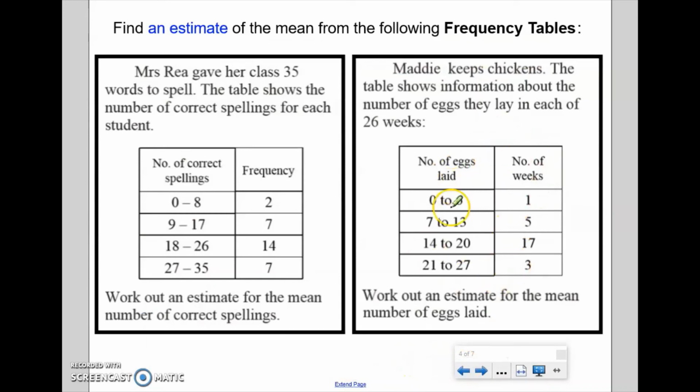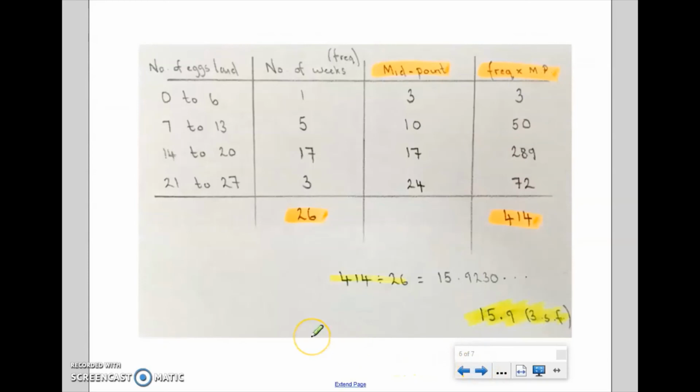If I now have a little look at question 4, my worked solution, we are looking at how many eggs are laid in each of 26 weeks. So you can see there was 1 week where 0 to 6 eggs were laid, but then there was 17 weeks when there was 14 to 20 eggs laid. You're asked to find an estimate of the mean amount of eggs laid. So this is what my worked solution looks like.